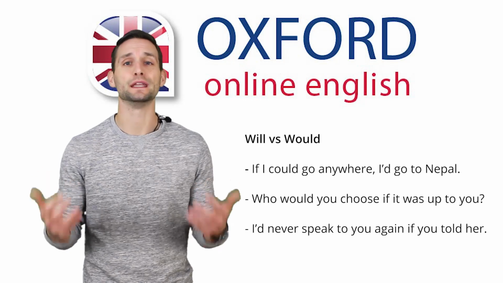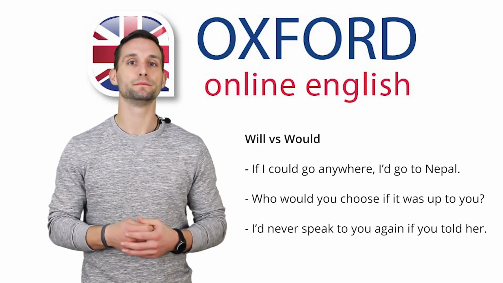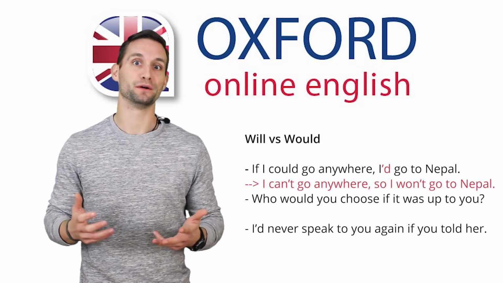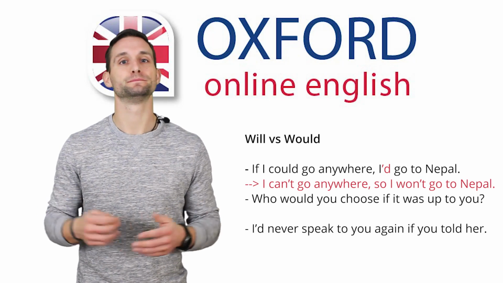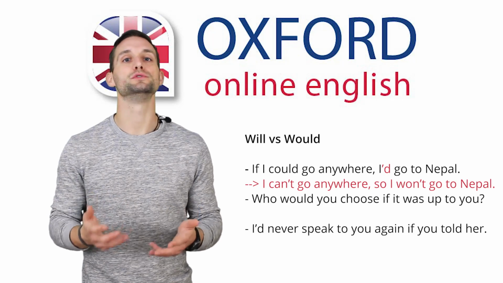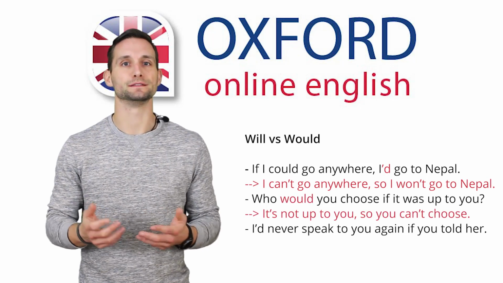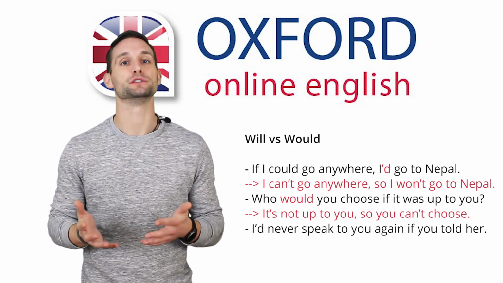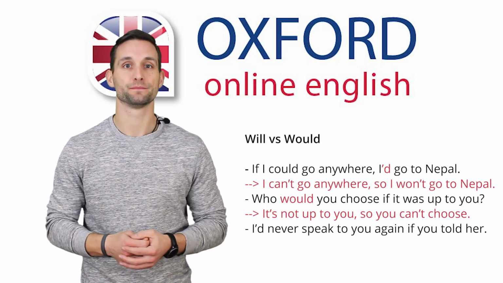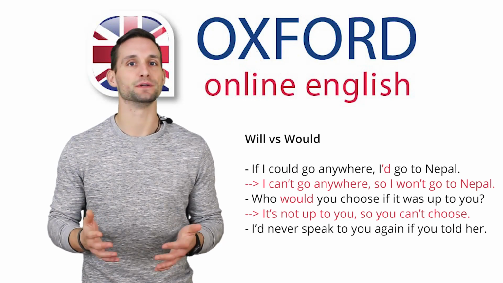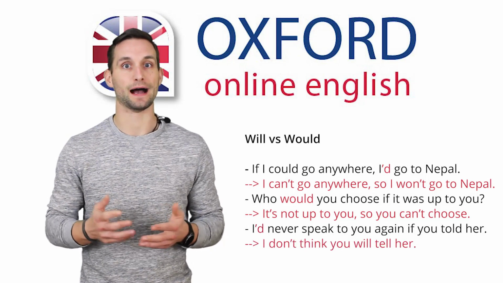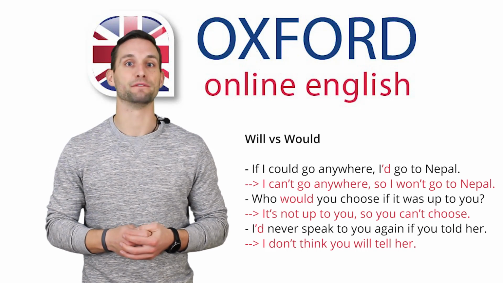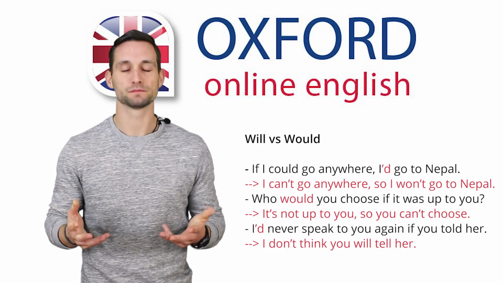If I could go anywhere, I'd go to Nepal. I can't go anywhere, so I won't go to Nepal. I'm just imagining it. Who would you choose if it was up to you? It's not up to you, so you can't choose. I'm just asking you to imagine that it's your decision. I'd never speak to you again if you told her. I don't think you'll tell her, so I don't think it's realistic that I'll never speak to you again. Of course, I could be wrong.